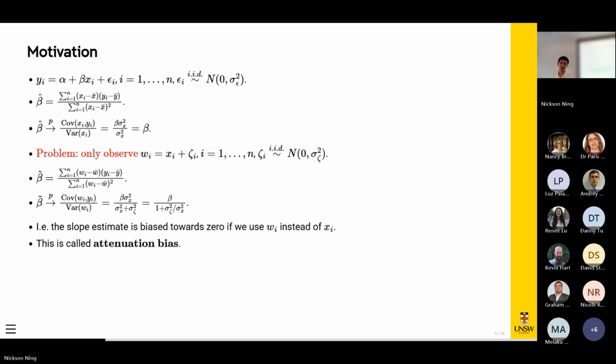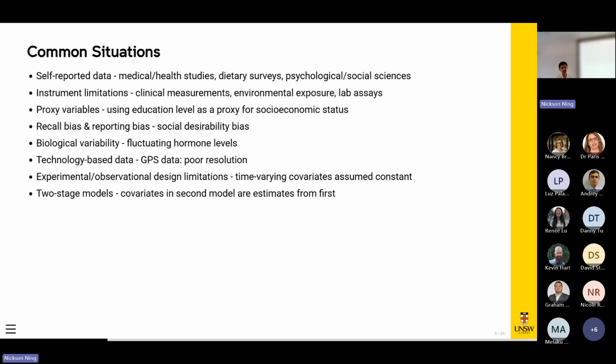Obviously, you don't want that because it's biased. So here's a list of some common situations where you might find you actually have error in your independent variables or your covariates. At the risk of just reading off the slides, it's pretty common when you have self-reported data, when you have any sort of instrument limitations.